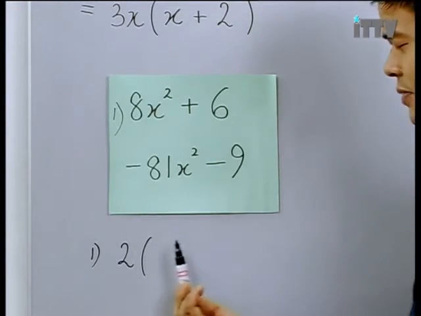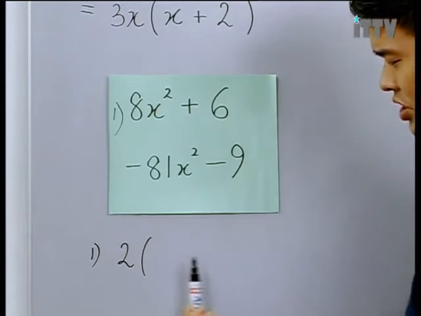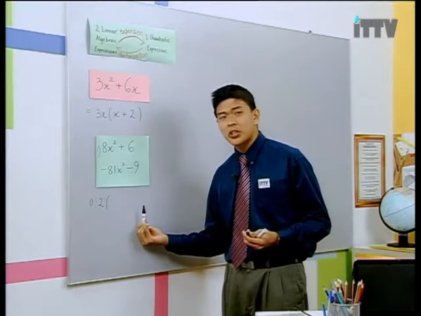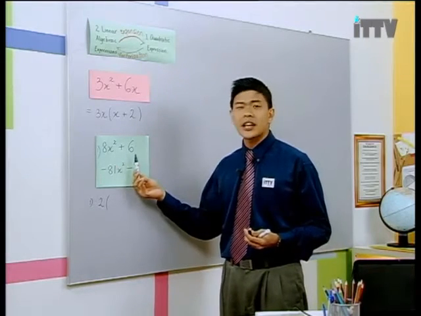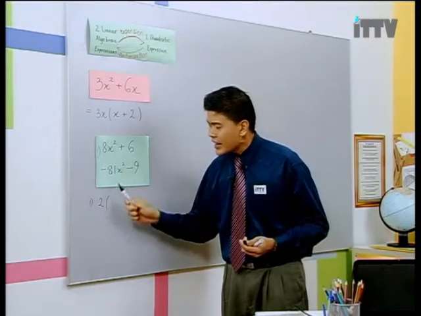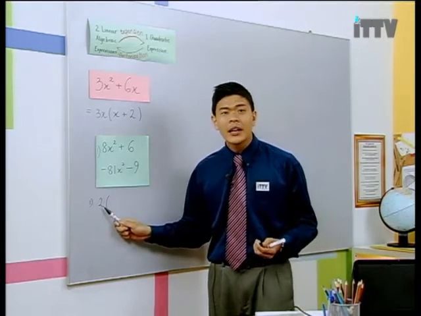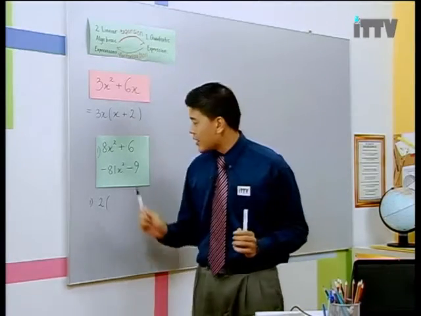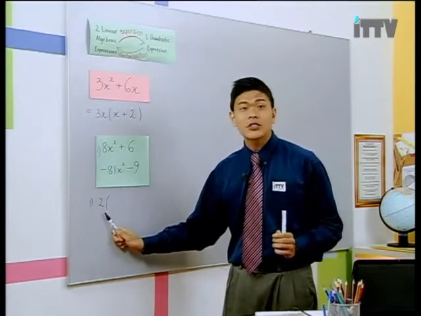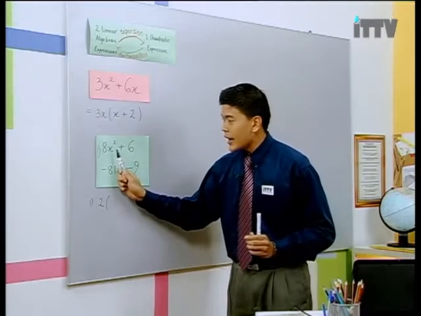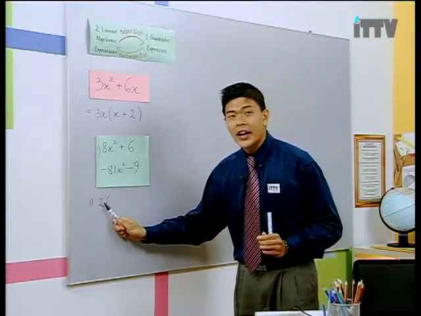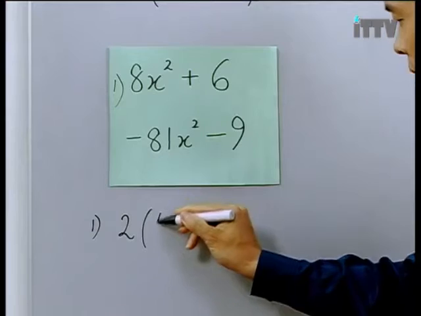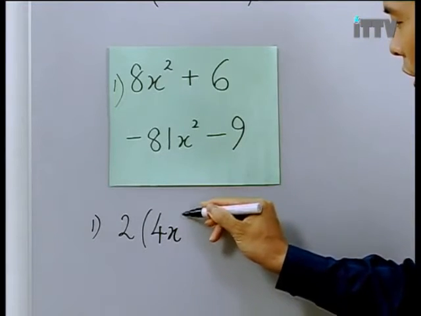Now, what is the expression in the bracket? The expression in the bracket is what you get when the whole quadratic expression has been divided by the highest common factor that has been placed outside the bracket. So now divide every term by the highest common factor, okay? So 8x squared divided by 2, you will obtain 4x squared.